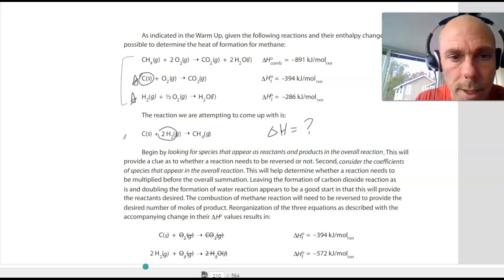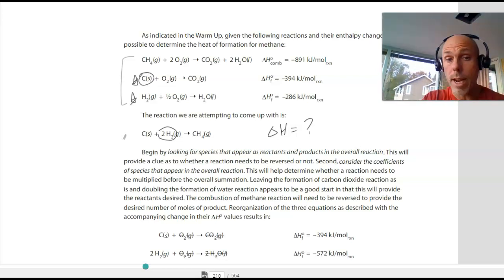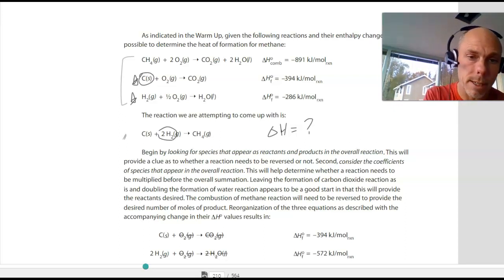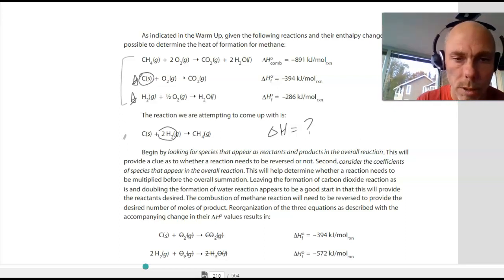Reaction 3 has hydrogen already on the reactant side, which is my goal, but it only has 1 mole of hydrogen, and not 2. Hang on to that for a moment. It has it on the reactant side, great, but it has 1 mole of hydrogen, not 2. That's a problem. We need to manipulate it.